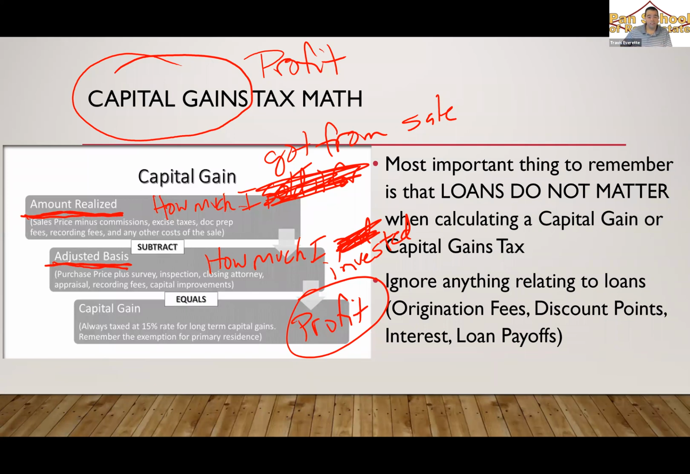If you've owned it for at least a year, what rate are you going to pay taxes? 15%. If you own the property at least a year from the day you purchased it till the day you sold it, then your taxation is going to be capped at 15%.